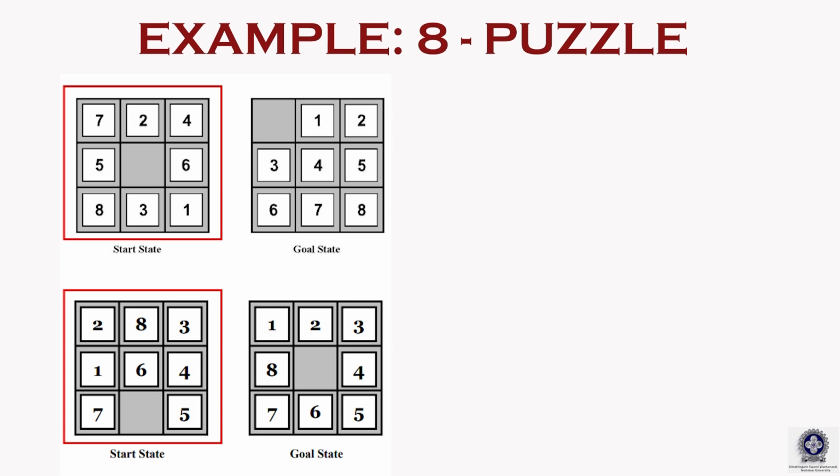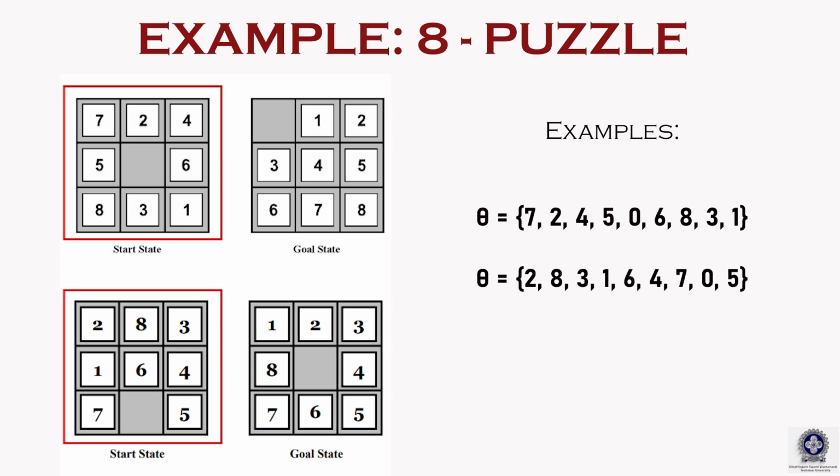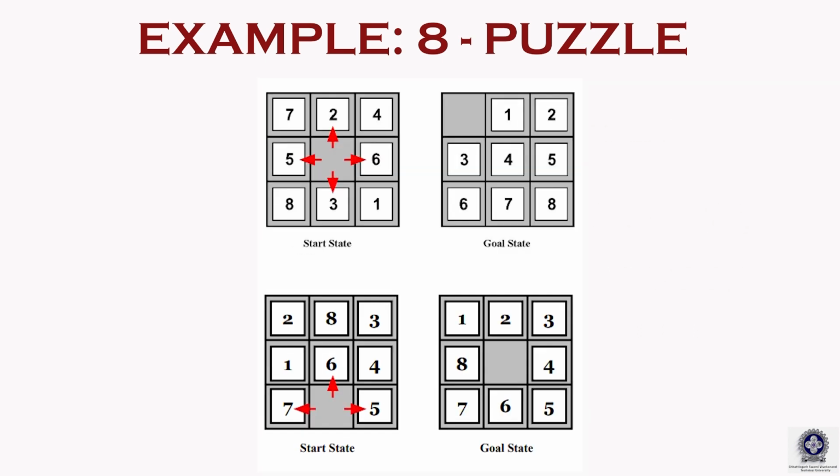Here we have 2 figures. Figure A represents a different arrangement of the 8 puzzle problem where we have a different initial state and a different goal state, and in the second figure we also have a different initial state and a different goal state. Examples: theta, that means all the states, 7, 2, 4, 5, 0, 6, 8, 3, 1 and another theta is equal to 2, 8, 3, 1, 6, 4, 7, 0, 5. So, we have successors of our problem which define how we can move our tiles up, down, right or left. So, how we can explore each of our tiles.